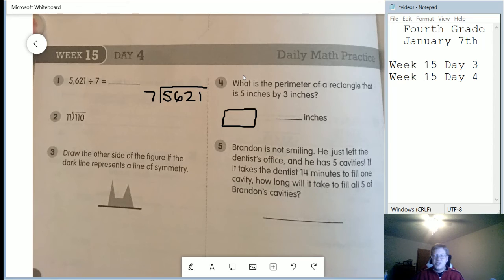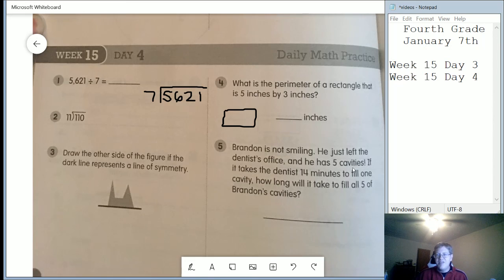Number 4, so the perimeter is the outside measurement of a rectangle. We can find that by adding the length of all 4 sides together. It tells us that one measurement is going to be a pair of sides that are 5 inches long, and the other measurement is a pair of sides that are 3 inches long. So you can draw a rectangle, plug in your numbers, and add those together. The last one looks like we are doing multiplication.